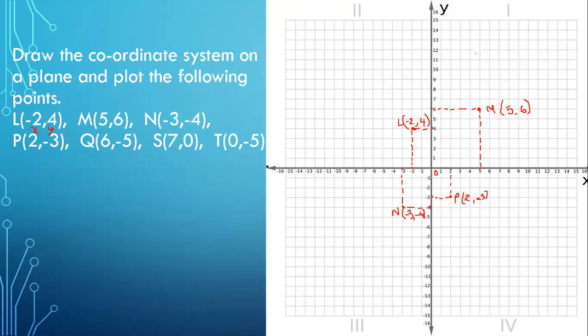The next point is point Q and the coordinates are (6, -5). So on the x-axis, we can see 6 over here and on the y-axis -5 over here, right? So start drawing. And here name the point as point Q.